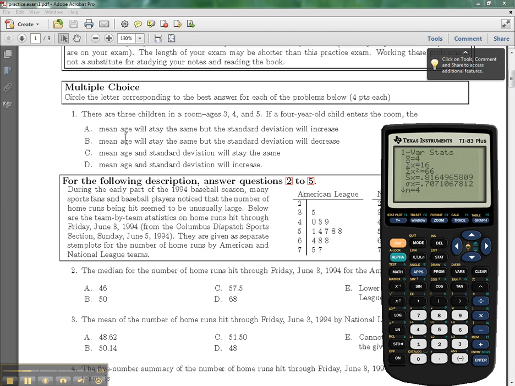So of our options, the mean age will stay the same, but the standard deviation will increase. That's wrong. The mean age will stay the same, but the standard deviation will decrease. So B is our answer.